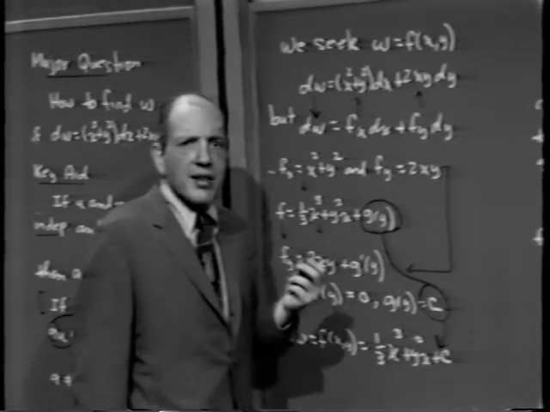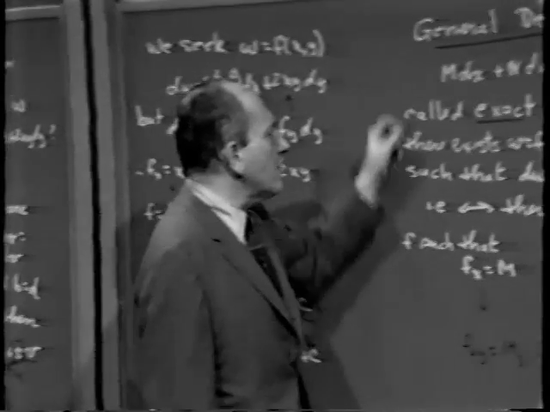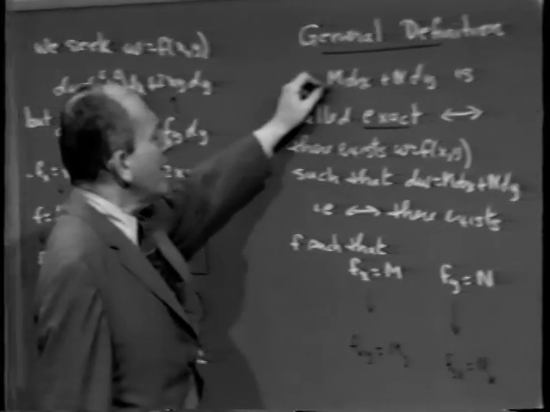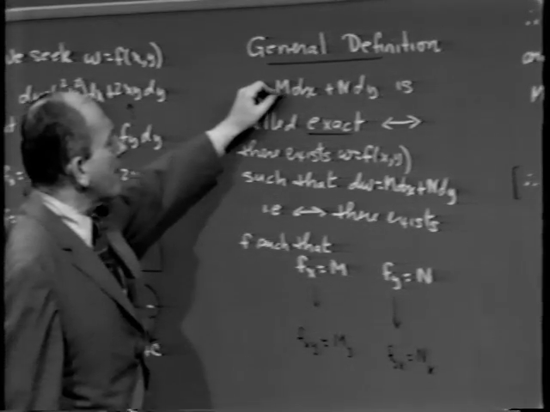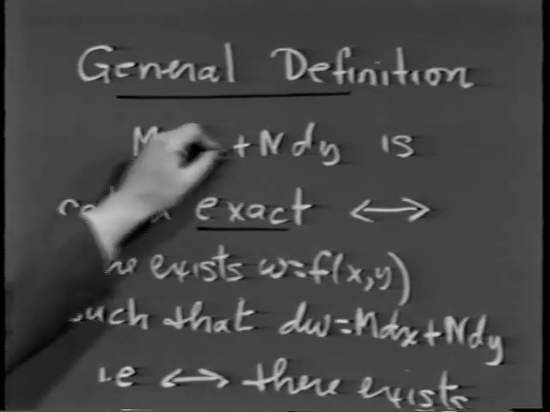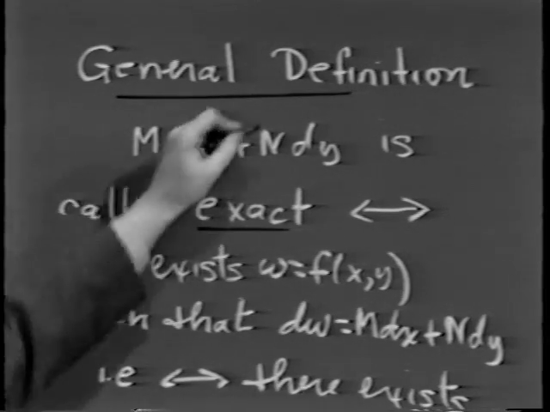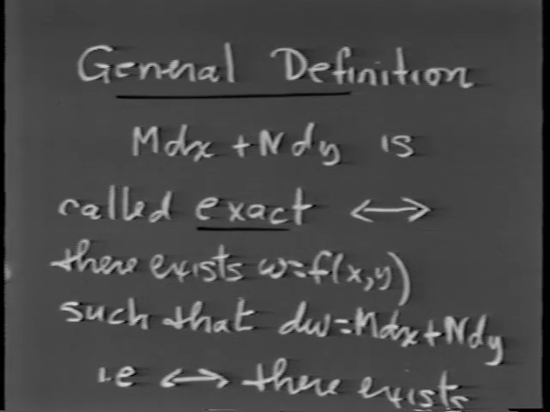Now let's summarize this more generally. The general definition is this. And by the way, for the sake of conserving space, I will now abbreviate M of x,y and N of x,y just by M and N. But whenever I write M and N here, it's assumed that M and N are functions of x and y.